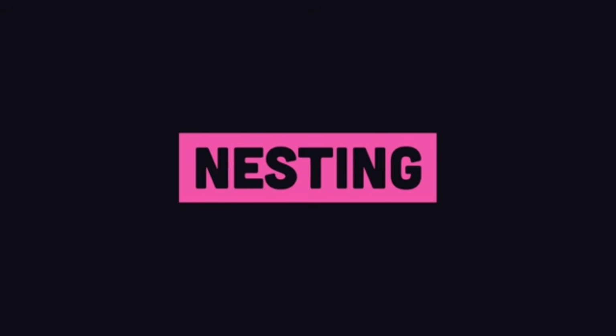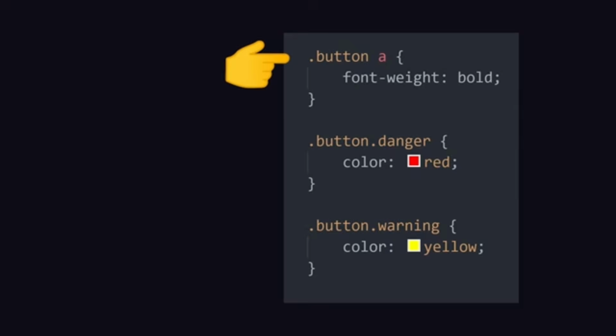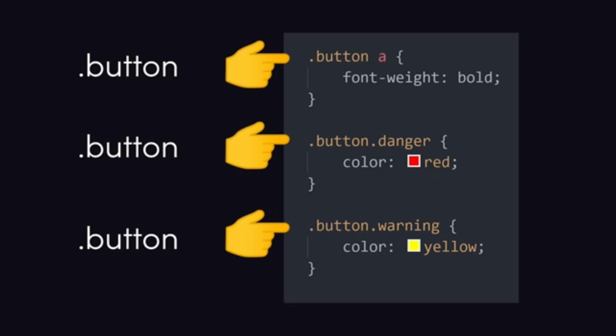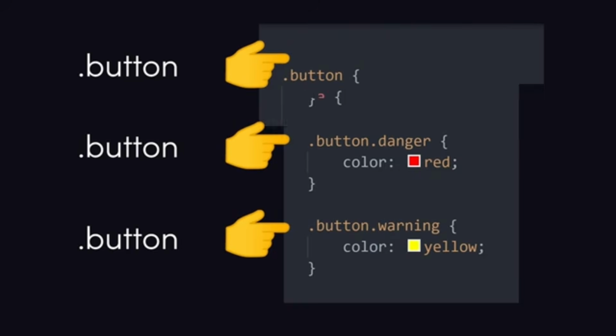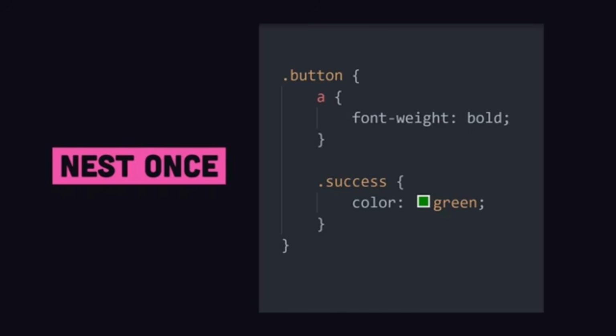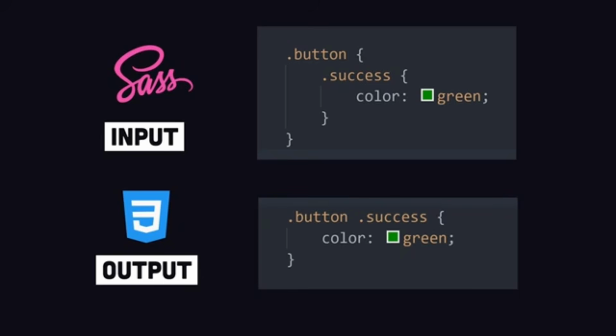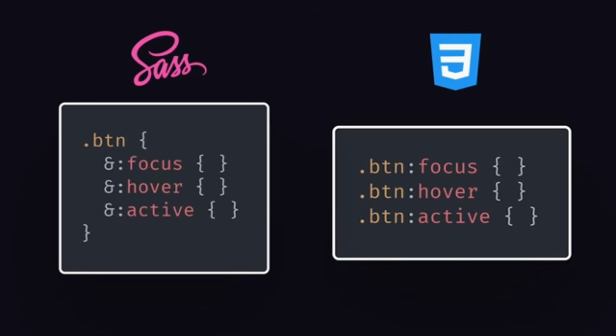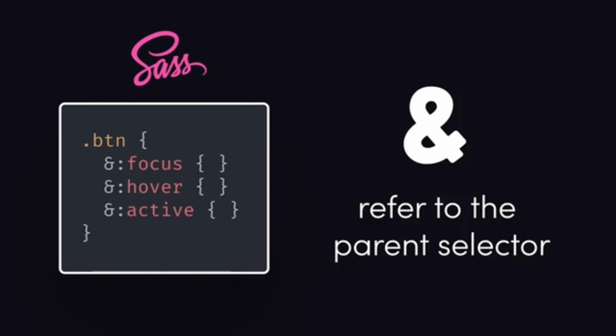Killer feature number 2 is nesting. In many cases, classes are used as namespaces, which means they're often duplicated over and over again. We can avoid this duplication by nesting styles inside the parent. By default, these classes will apply to descendant elements, or they can be applied to a direct sibling by using the ampersand, which itself is a tool that tells SASS to combine the parent selector with the nested child selector.